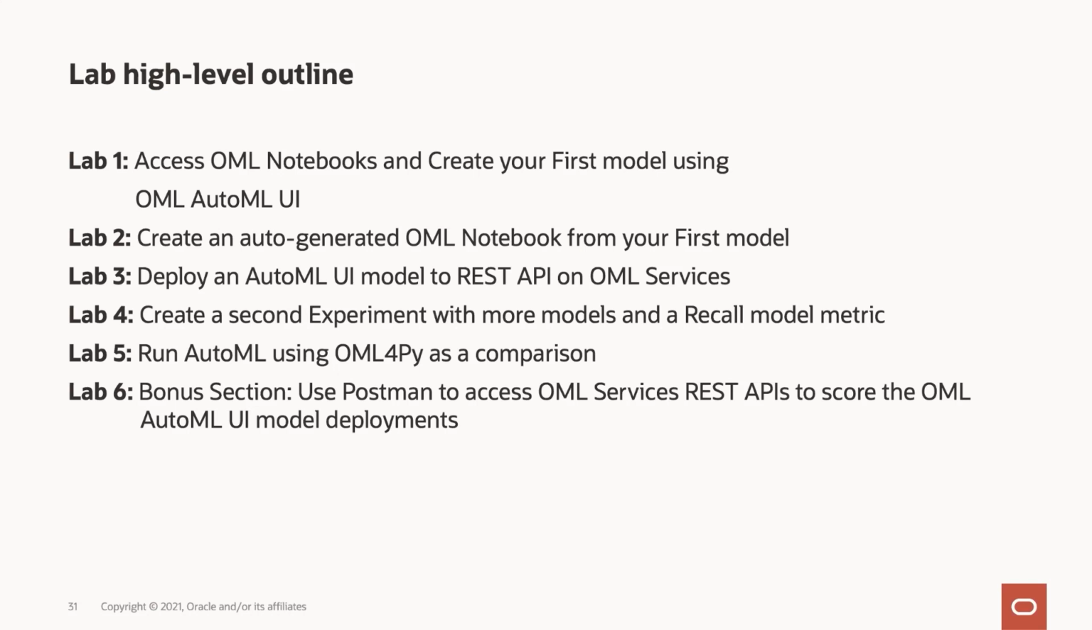And then in lab 5, we will run AutoML using OML4Py, just as a comparison, just so you guys have a feel for how that works. And then at the end, if we get time, I have a bonus section, which is using Postman to access OML Services REST APIs to score the model that you just deployed. Okay, so we're going to try to get through all of these. If we don't, I encourage you to download the PDF and use that at your own pace at home so that you can learn how to use all of these tools.